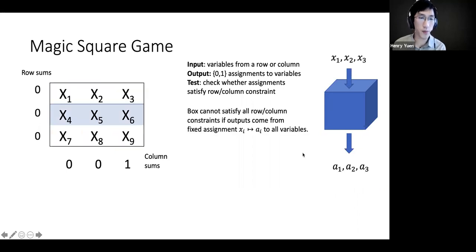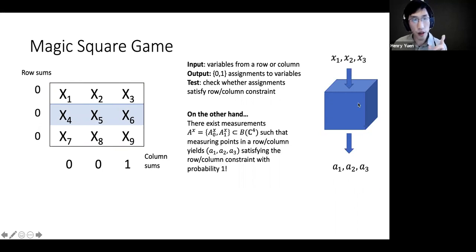Okay, so from what I said before, it's not possible for this box to satisfy all the row and column constraints if this box has a fixed assignment to the variables. But on the other hand, if this box made quantum measurements, then there actually exist measurement operators that are 4-dimensional, that measure points in a row or column that always, with probability 1, yield output values that satisfy the row or column constraint.